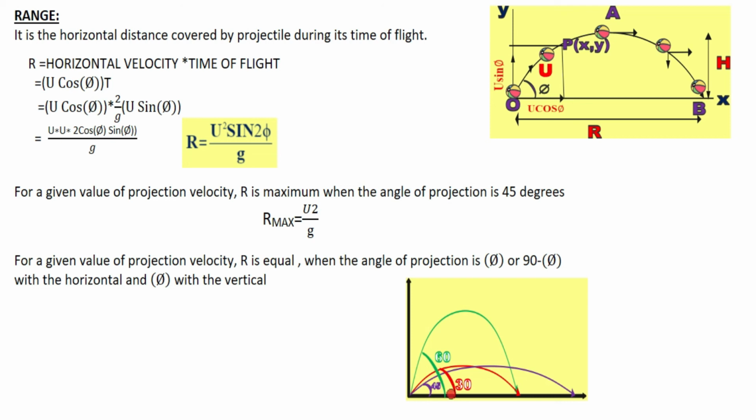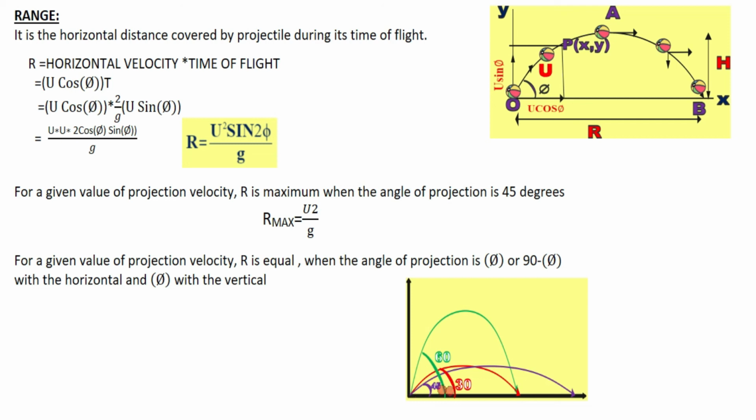If from 30 degrees I still increase, what will happen? The horizontal distance covered will increase and reach a maximum value at 45 degrees. Okay, and from 45 degrees, if I still increase the angle of projection, the horizontal distance covered, that is range, will start decreasing. Okay, and at 60 degrees, I got this distance as range. And if I still increase from 60 degrees, at 90 degrees, the value of range will be 0.